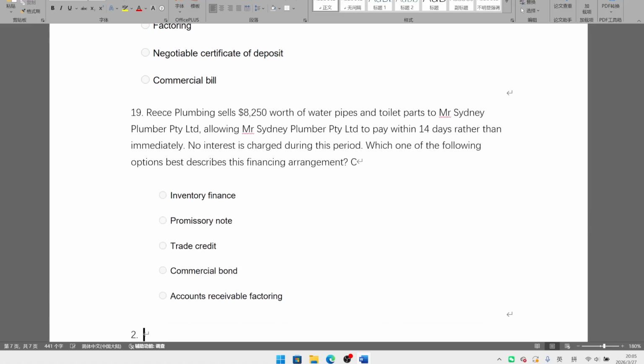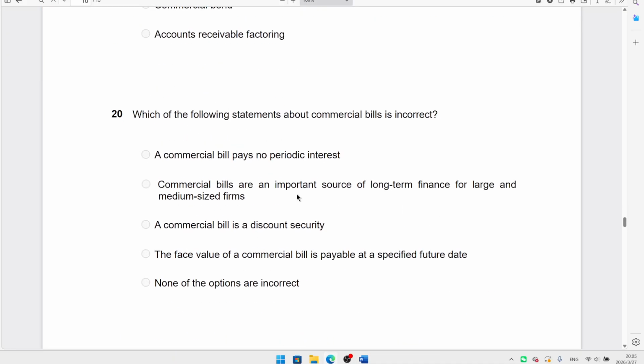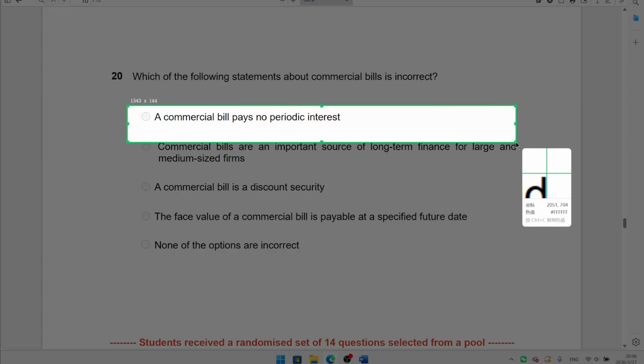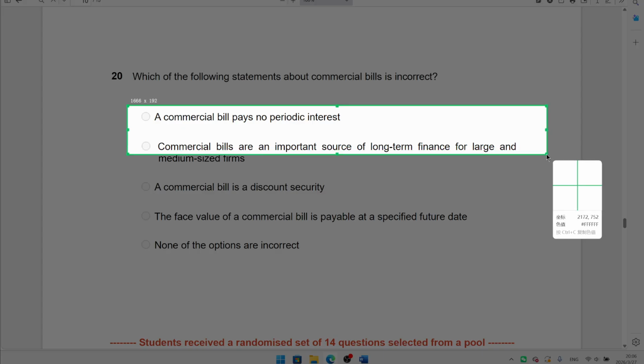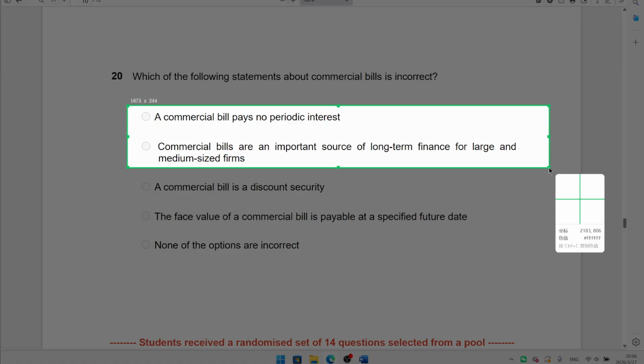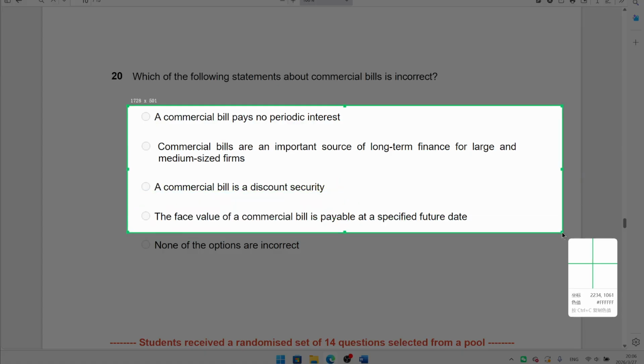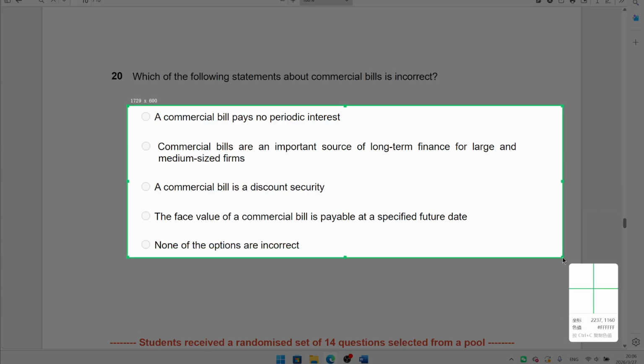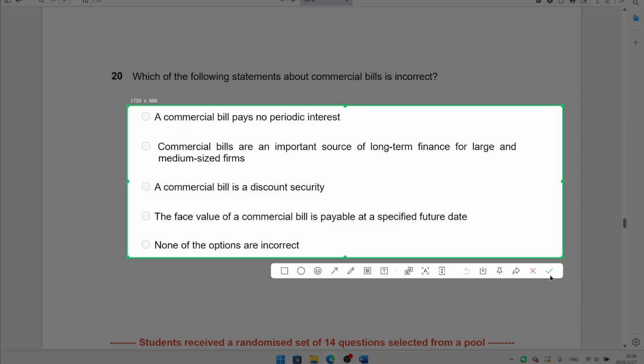Question 21 is about which of the following statements about commercial bills is incorrect. A commercial bill is a tradable debt. A commercial bill is paid no periodic interest. Commercial bills are an important source of long-term finance for large and medium-sized firms. A commercial bill is issued at a discount. The face value of the commercial bill is payable at maturity. So I'd like to choose E.